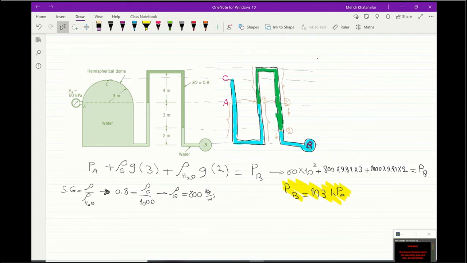Okay. The second part says: the pressure head in millimeters of mercury at the top of the dome, which is point C. So find the pressure at point C, but in terms of millimeters of mercury. The first step is just to find the pressure at point C, which is really easy.